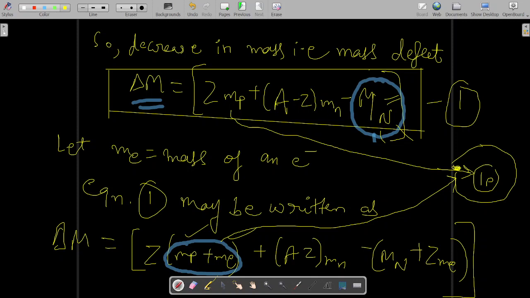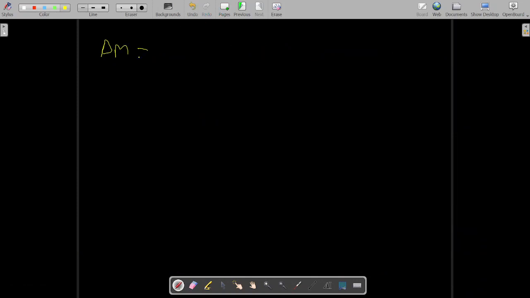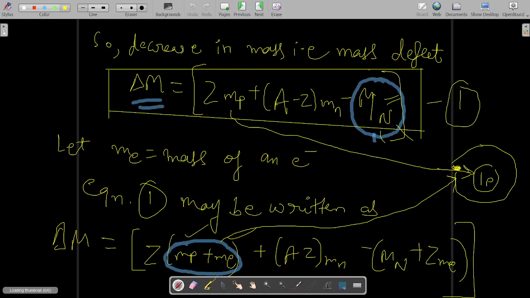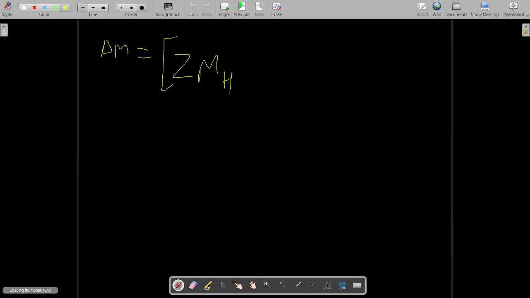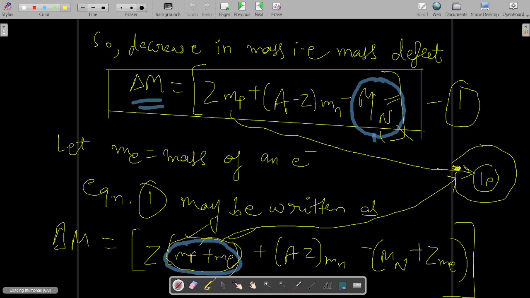I can further do some mathematical manipulations here. For example, Mp plus Me I can write as Mh. Let me write on the next slide. Delta M is equal to Z Mh, capital Mh, the mass of hydrogen atom. So I wrote it like that, and plus A minus Z remains as it is. Over here do one correction. Yes, it is correct only.